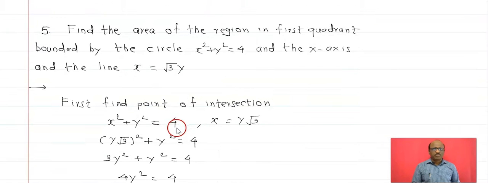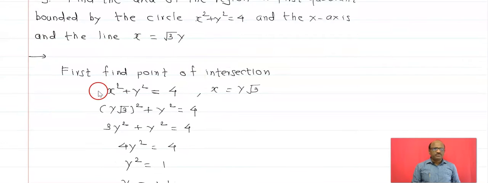Now the problem number 5. Find the area of the region in the first quadrant bounded by the circle x square plus y square is equal to 4, the x-axis and the line x is equal to root 3 y. First we will find the point of intersection of the circle and the required line. x square plus y square is equal to 4 and x is equal to y root 3. Put x is equal to y root 3: (y root 3) square plus y square is equal to 4. 3y square plus y square is equal to 4.